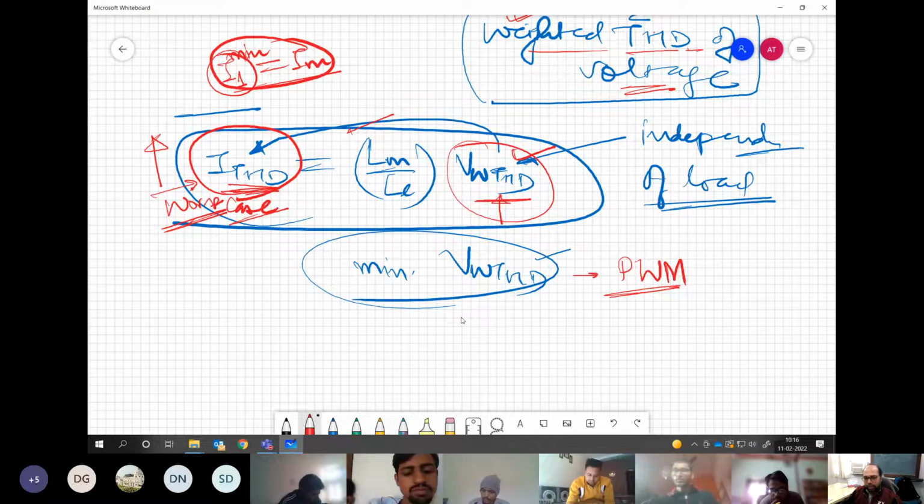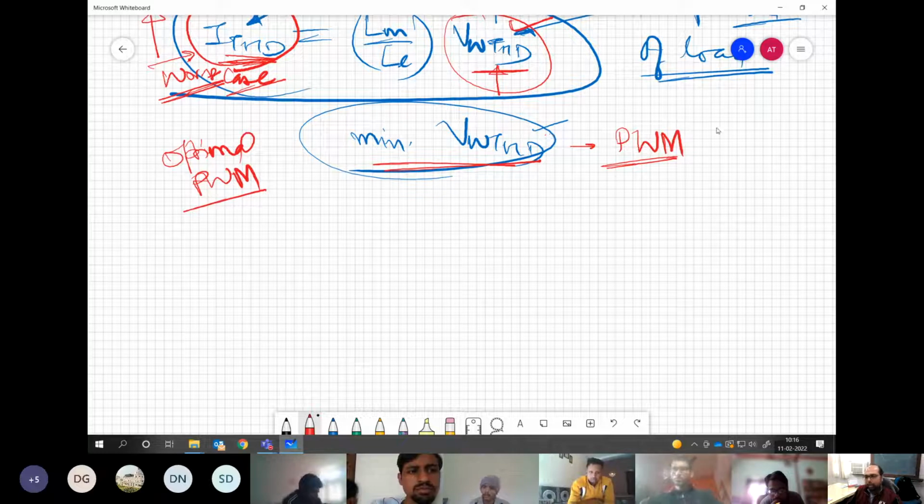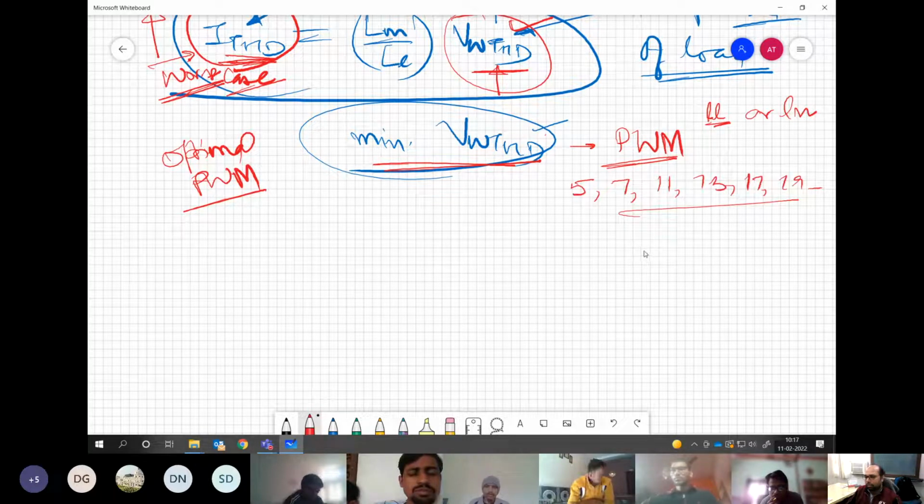So a better optimized PWM, a more general optimized PWM, can be: you minimize the weighted THD of voltage, and particularly I am concerned about the harmonics which are present in the line to line voltage or line to neutral voltage, which means the harmonics considered here are 5th, 7th, 11th, 13th, 17th, 19th and so on. Because the triplen harmonics are cancelled, we need not worry about those. Even if that is high, it will get cancelled. So this can be minimized, keeping these constraints in mind.